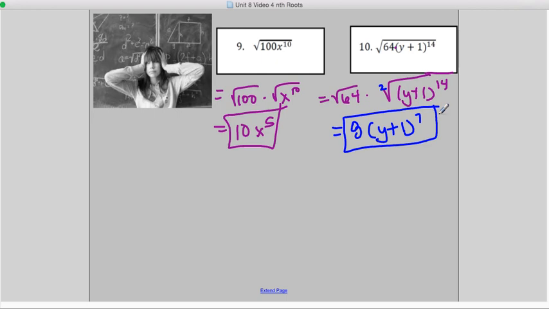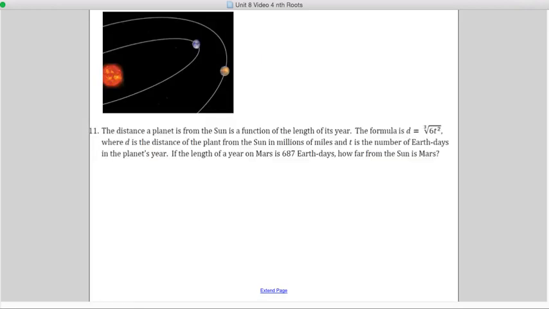Okay. If you need a break or you have any questions, write them down. We're going to move on to 2 word problems, and then we're going to call it a day for Unit 8, Video 4.